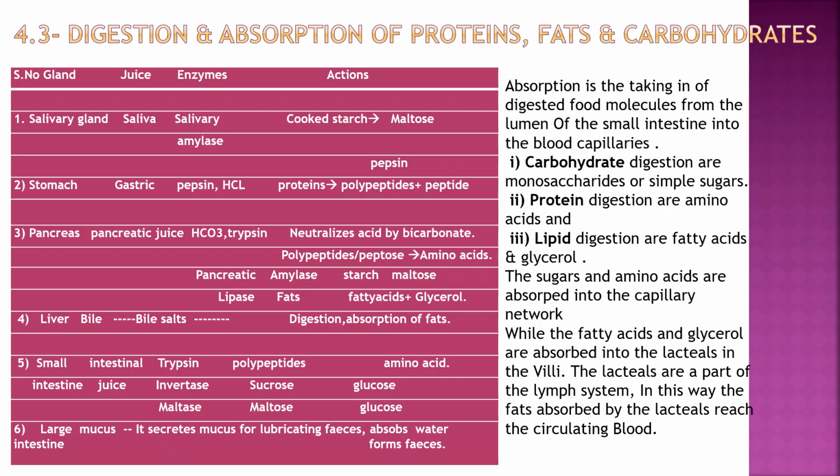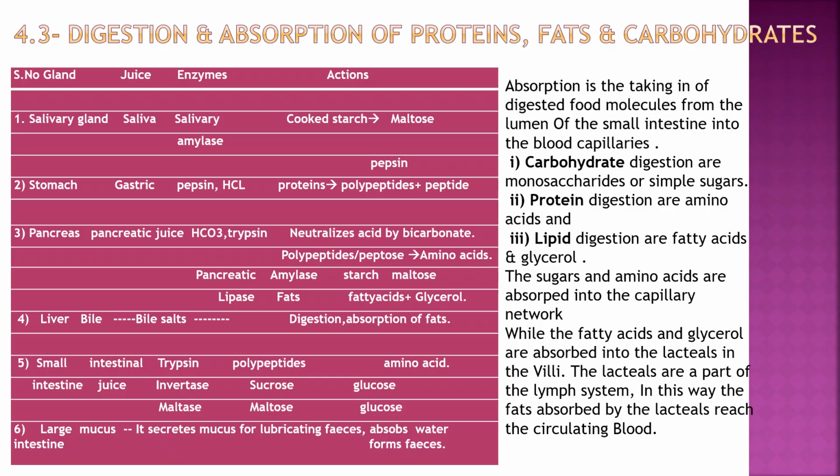Absorption is the taking in of digested food molecules from the lumen of the small intestine into blood capillaries. Carbohydrates are digested into monosaccharides and simple sugar, and then they are absorbed. Protein is absorbed as amino acids, lipids are absorbed as fatty acid and glycerol.